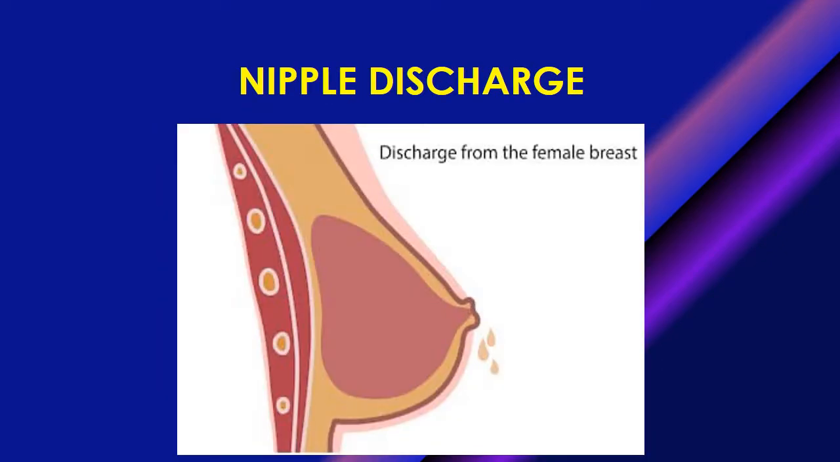Third is nipple discharge. Nipple discharge may be normal when small in quantity and bilateral. The most common benign lesion producing a nipple discharge is papilloma arising in the large duct below the nipple. Discharges that are spontaneous, unilateral, and bloody are of great concern for malignancy.